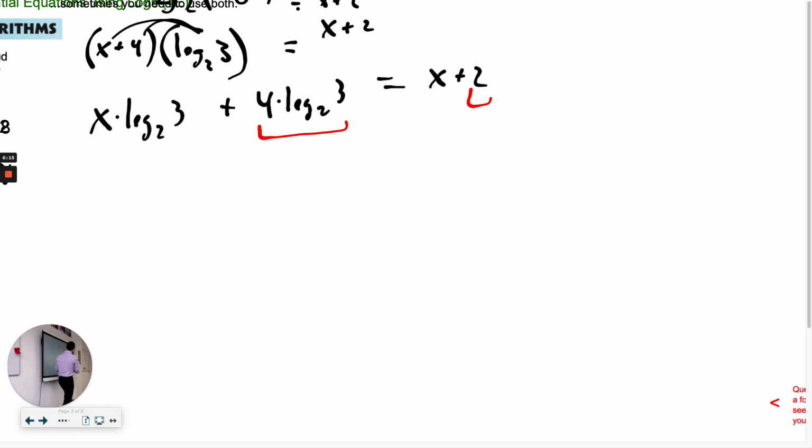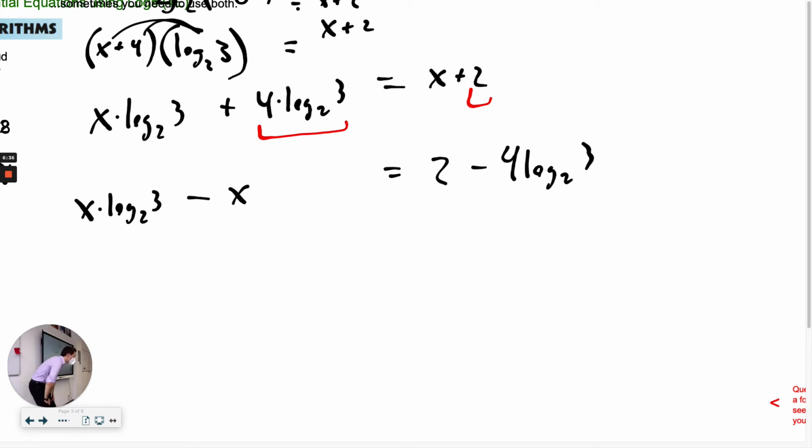So push all the x's that way, maybe. So I have like 1.6 x's, right? That's log base 2 of 3. I'm going to subtract that x off of this side. Here's a positive 2. Let's subtract whatever gross number this is off of that side. Not pretty, but it's better than it was before because I've got all the x's on one side.